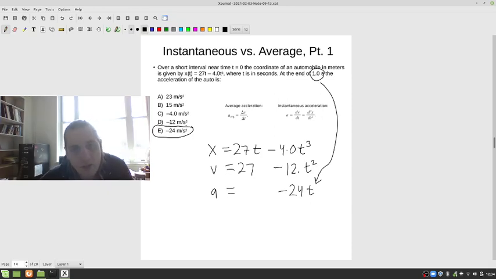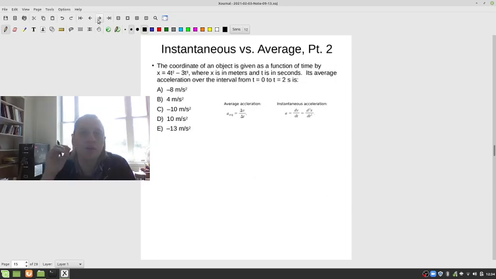All right, very nice. Is that the hardest problem you can think of with this sort of thing? Unfortunately, it is not. Let's take a look at a little bit more of a tricky problem with this. Okay, it says, the coordinate of an object is given as a function of time by something. Okay, let me write it down. X equals 4t squared minus 3t cubed. So this is actually 4 meters over seconds squared, and this is actually 3 meters over seconds cubed to cancel out the cubed. Where x is in meters and t is in seconds.